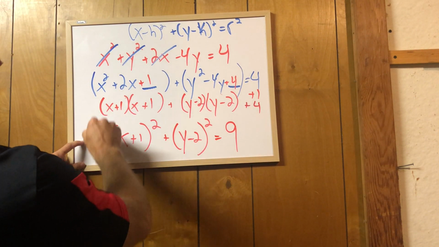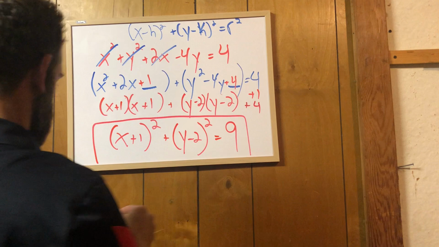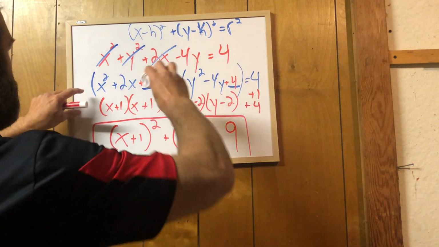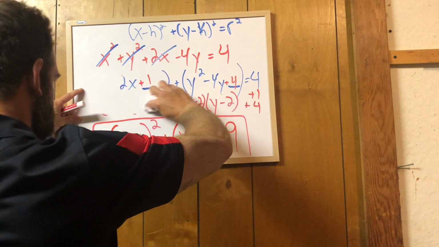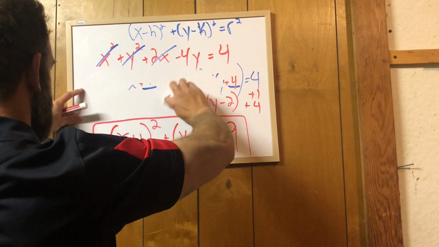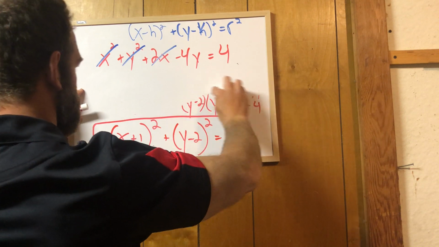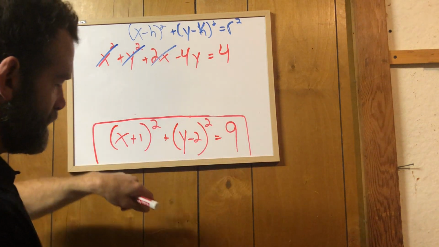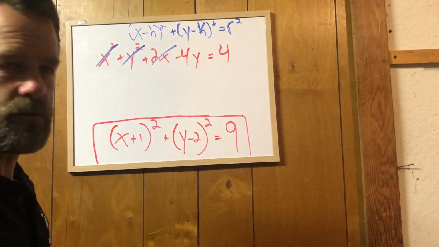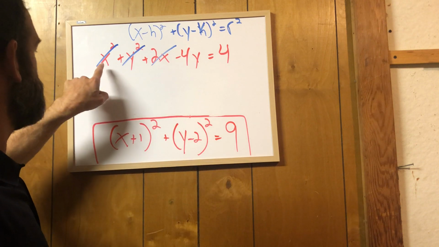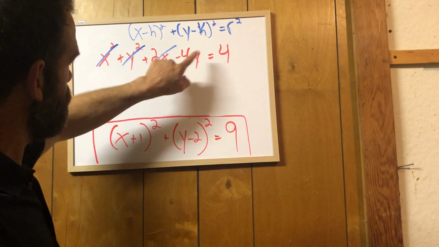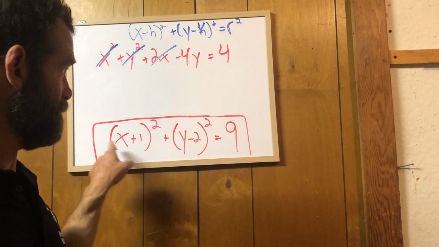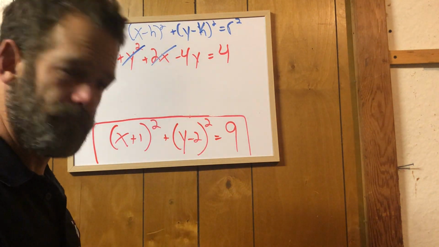Oh, look at this. Now, if I have this form, and I ask you, what's your center of your circle? Or if I asked you to graph this. Your center is negative 1, positive 2. Your radius is 9. So this x squared plus y squared plus 2x minus 4y equals 4 is the identical equation to this, but this is much easier to understand.